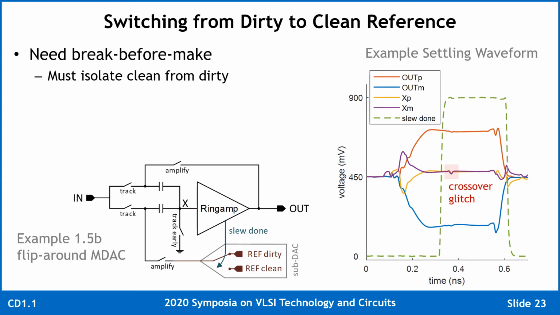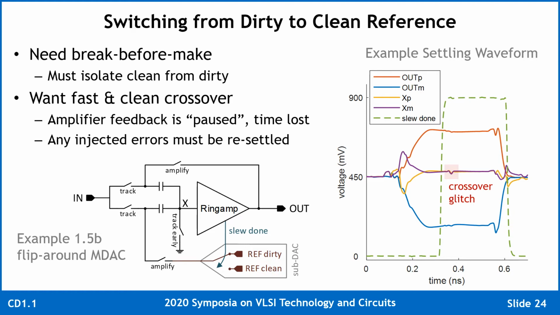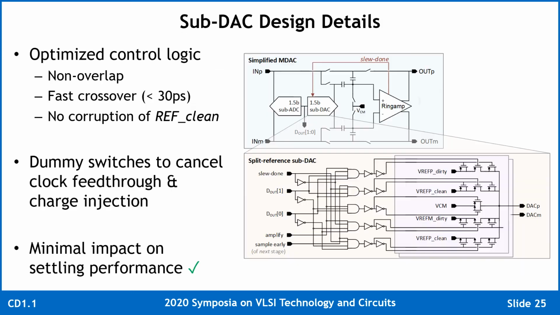Implementation of this idea requires some practical considerations. First of all, we need break before make behavior, such that the dirty reference will never corrupt the charge on the clean reference. Second, we want as fast and clean of a crossover as possible, because when we're making the transition, the amplifier feedback is essentially paused and settling time is lost. We also want the crossover to be as glitch-free as possible so that no errors need to be resettled. The Sub-DAC implementation shown here meets all of these requirements.